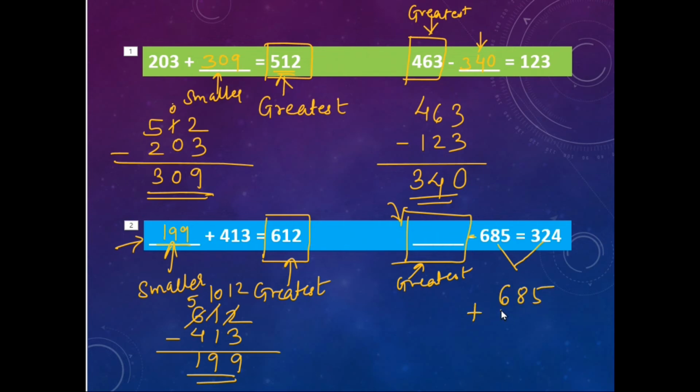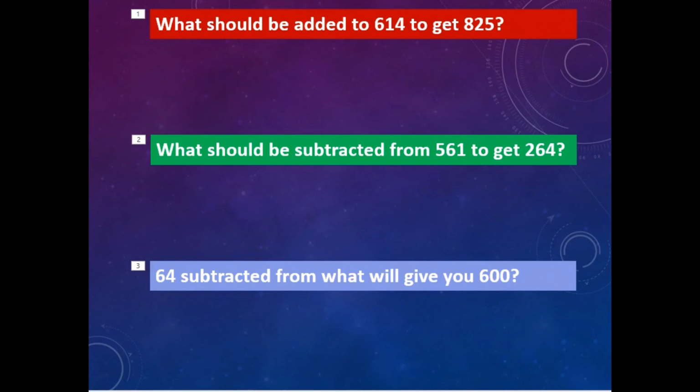So 685 plus 324, when you do, you will get 9 here, 10, carry 1, and this is 1000. So 1009 is your answer for this. Clear? Let's take the word problems now. Okay. Now let's focus on the word problems.